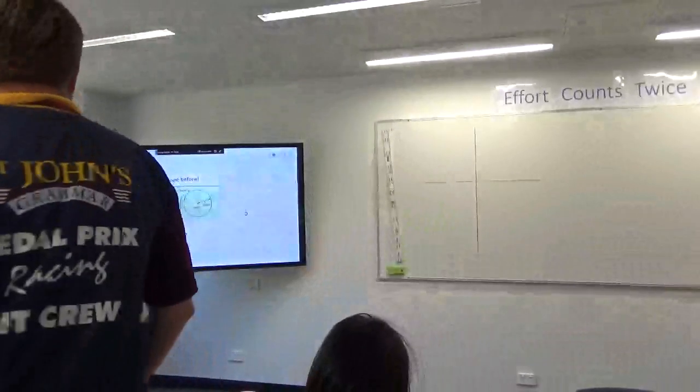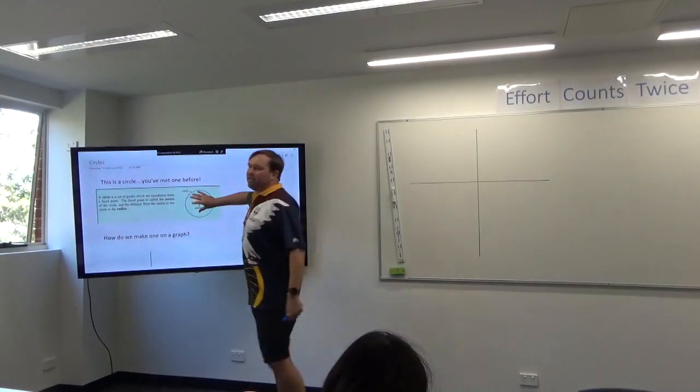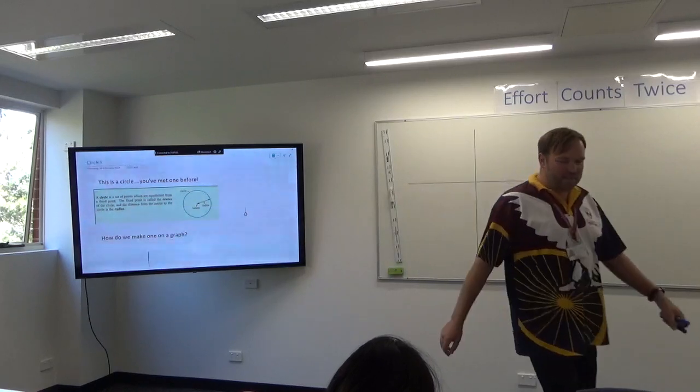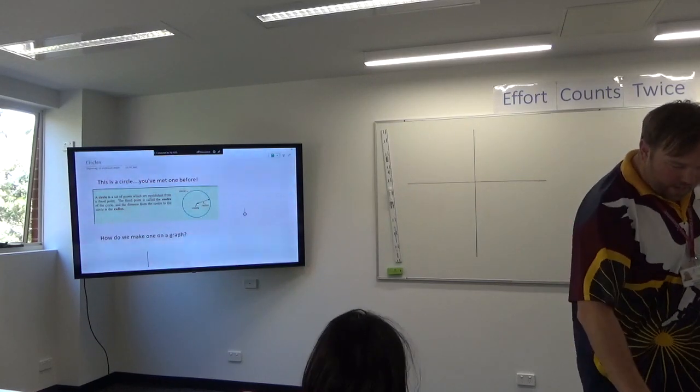Alright, this is a circle. You've met one before. Centre, radius, same distance from the middle to the outside all the way around.